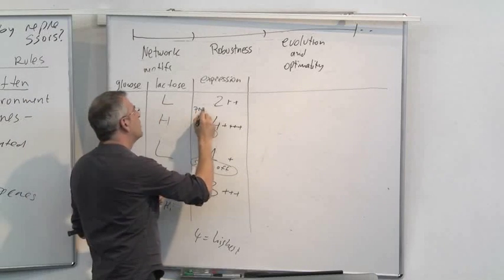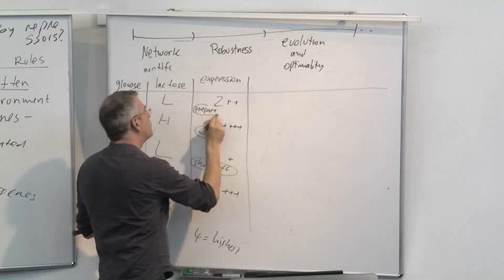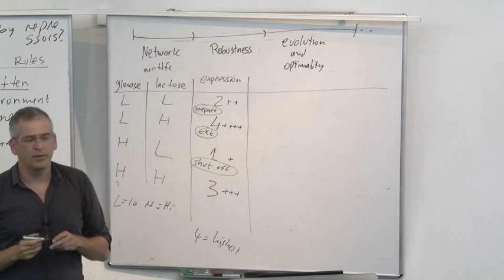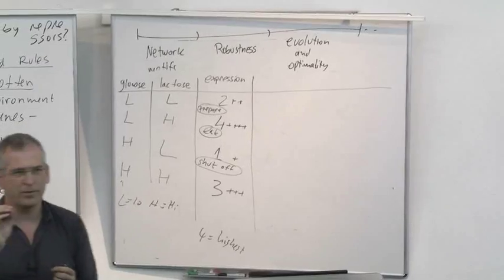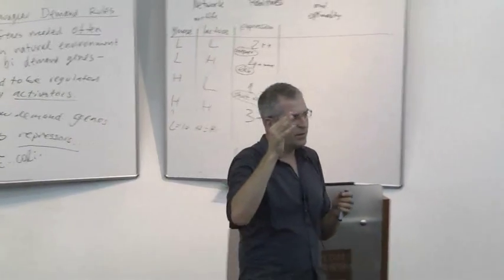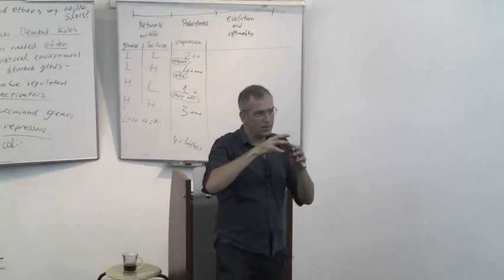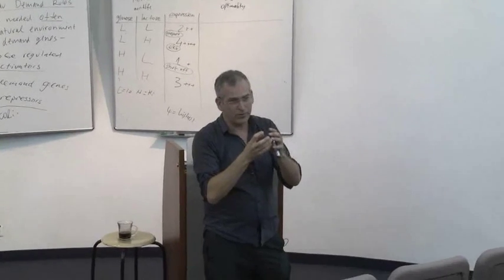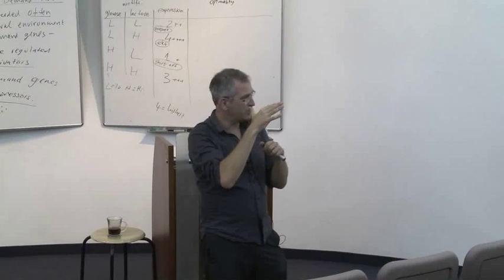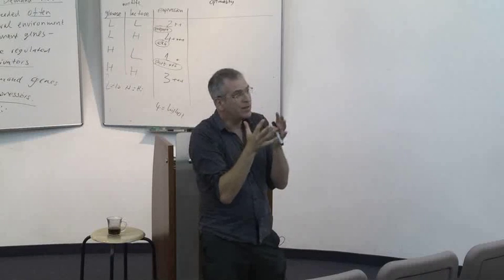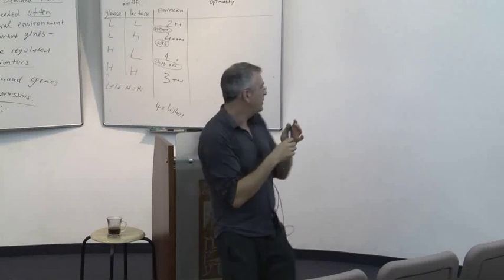You prepare for possible lactose, because what you do is you make a little bit of these pumps. So if the lactose comes, you can pump it in. It can bind the lac repressor and turn on the system. You have to have those pumps at a low level in order to detect the sugar. So that's the prepare.